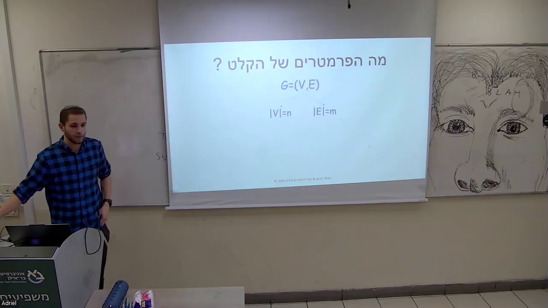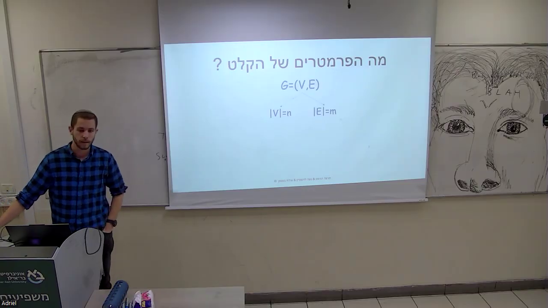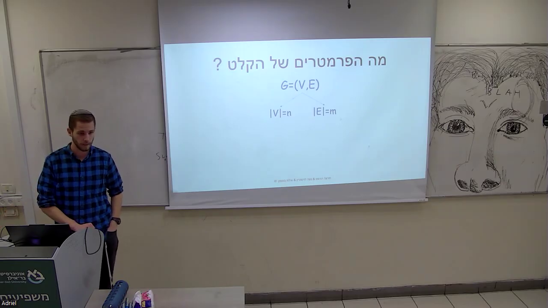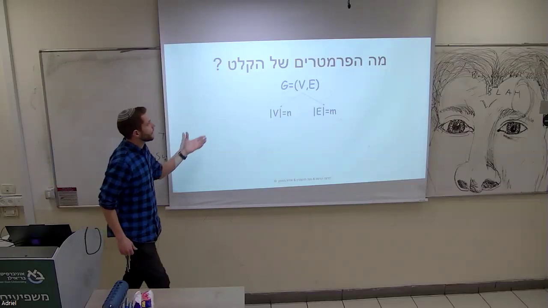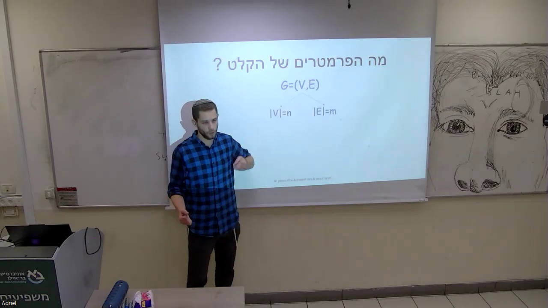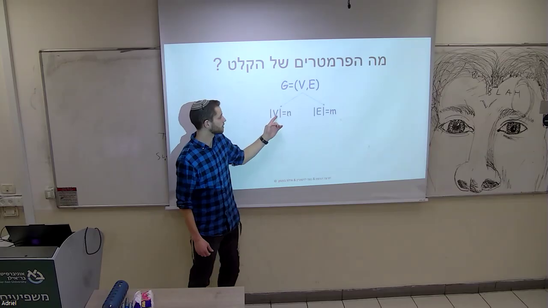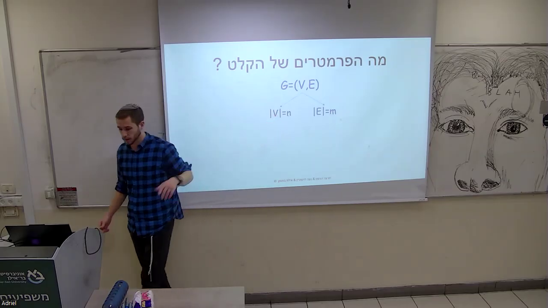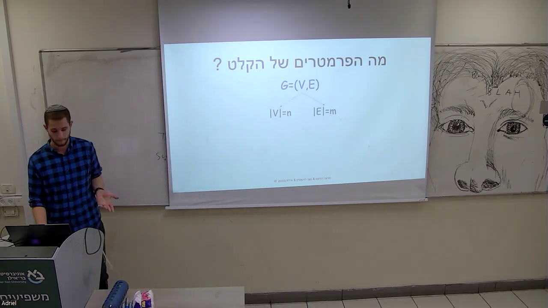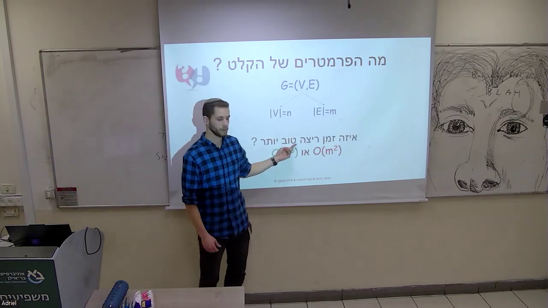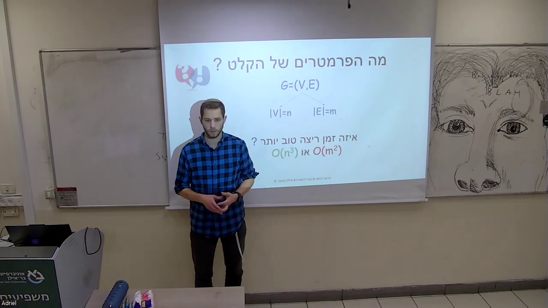What are the values of the input? Runtime, we calculate it relative to the size of the input, right? So we need to define what the size of the input is in order to calculate runtime and complexity. So let's define that the size of V is O of N, and the size of E is O of M. Now which runtime is better, O of N to the third power or O of M squared?